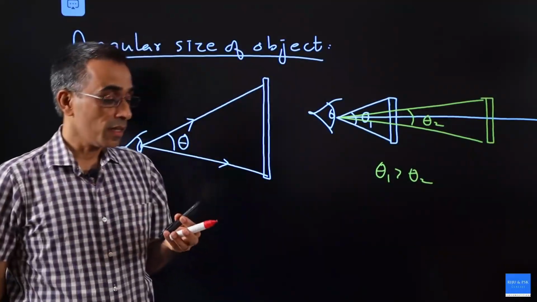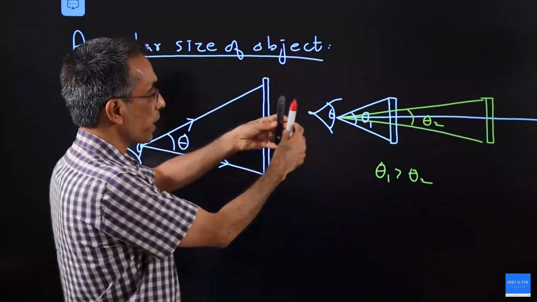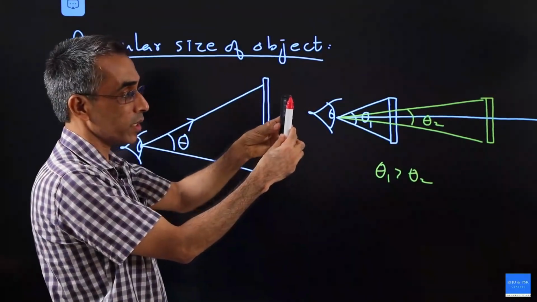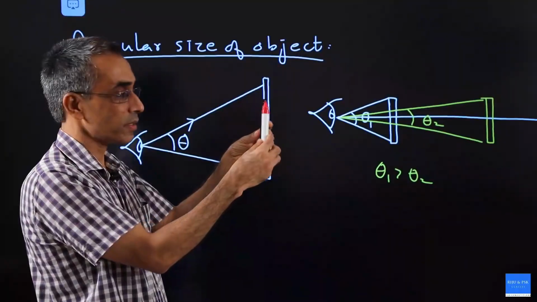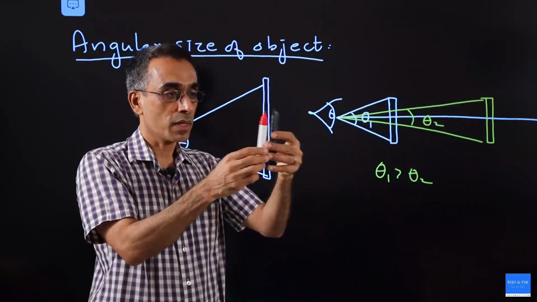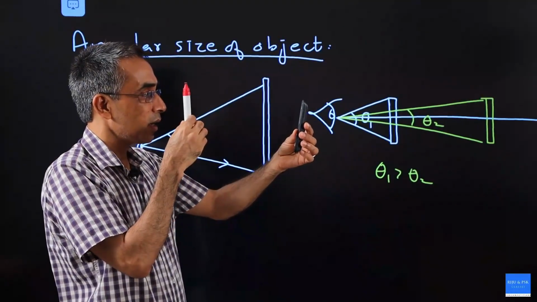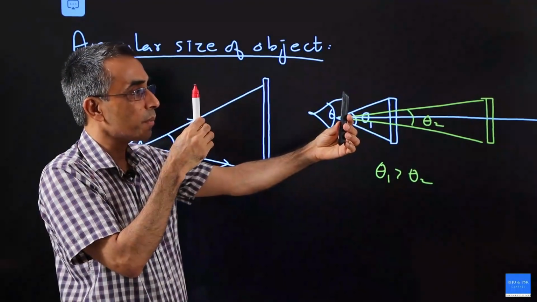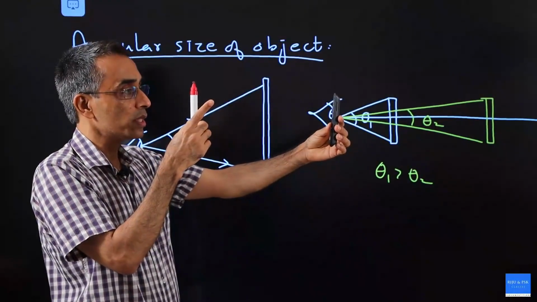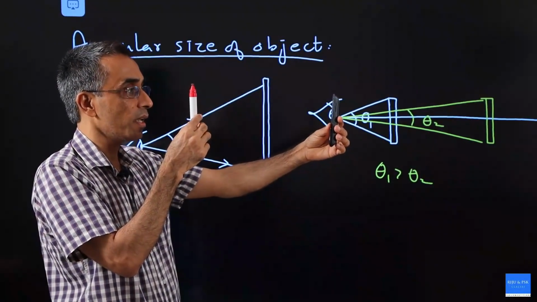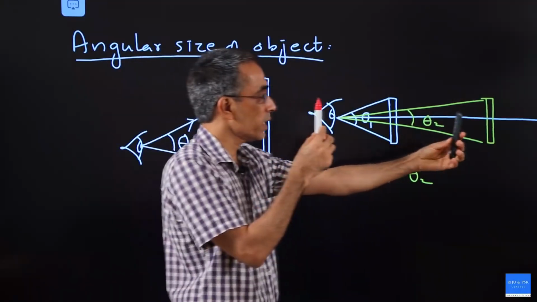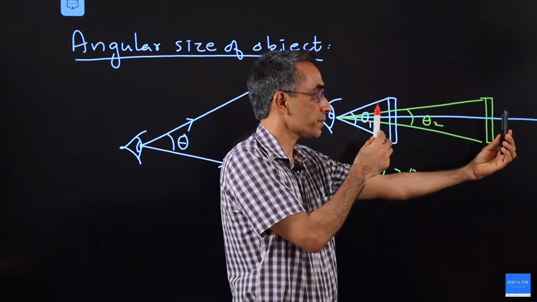This is why these pen and the remote are approximately the same size, but by keeping one pen near my eye and the other one away from this one, I am creating different angles. Now this pen creates a larger angle and the other creates a smaller angle. That is what I am indicating in this diagram.